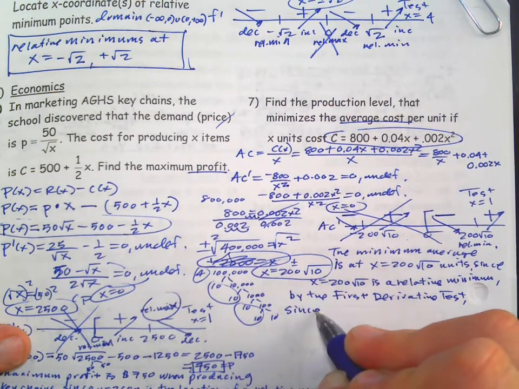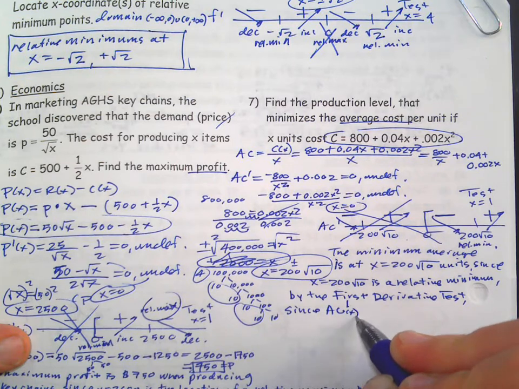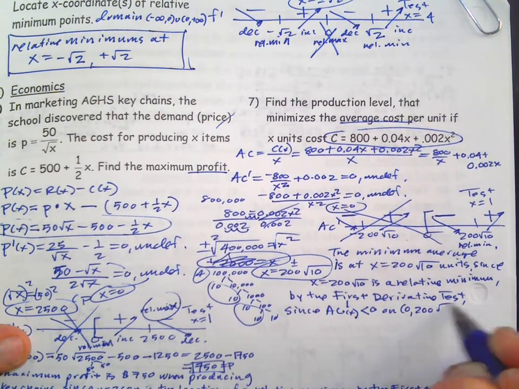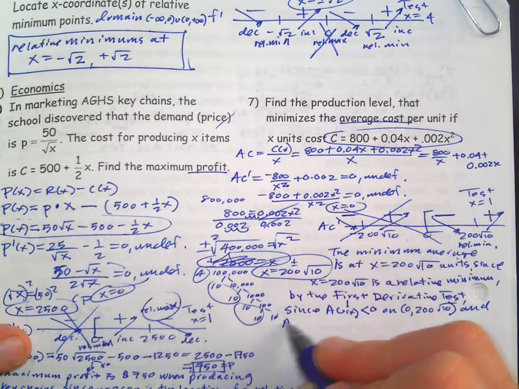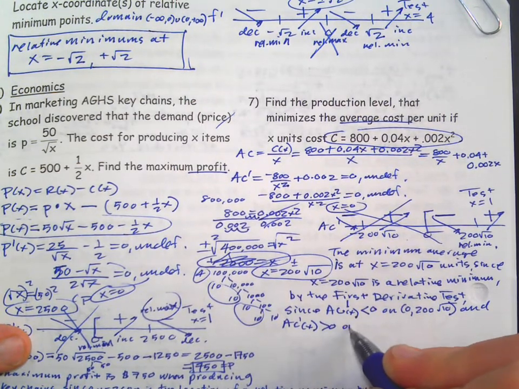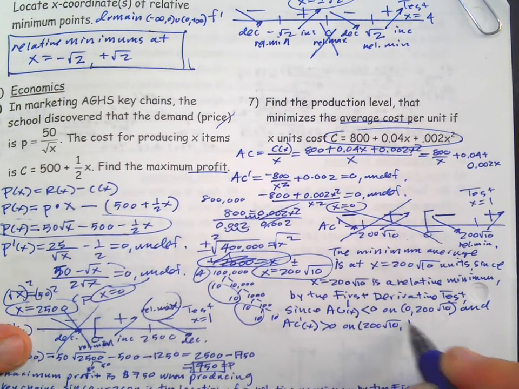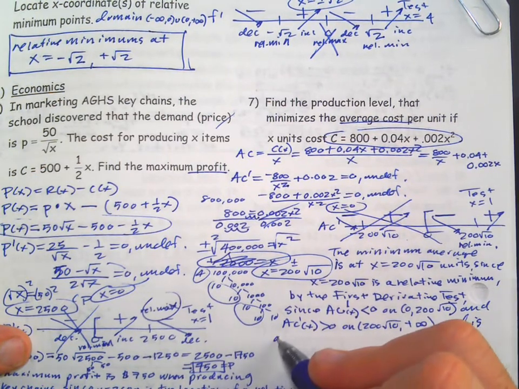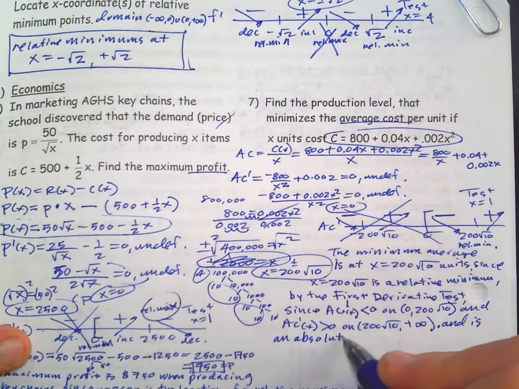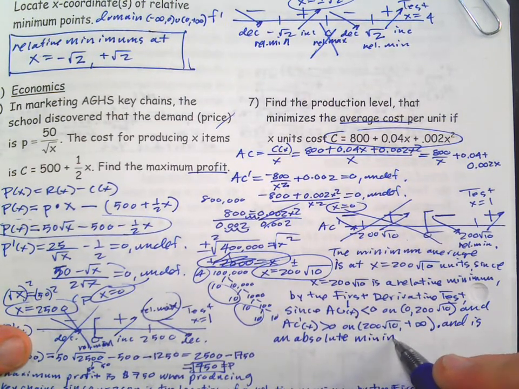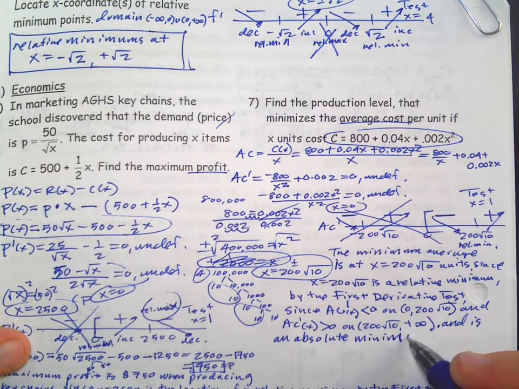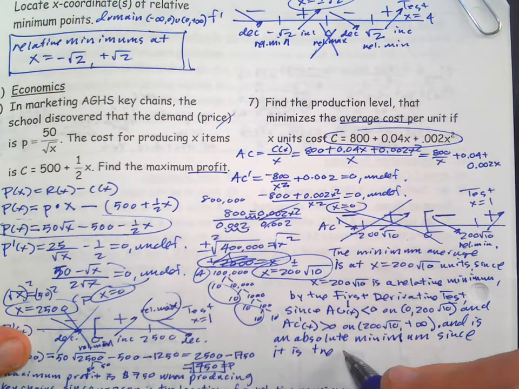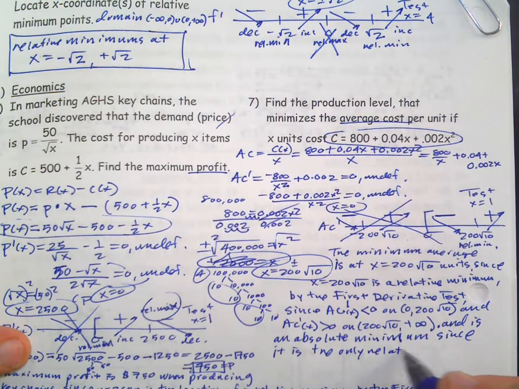Since AC prime is negative on 0 to 200 root 10, and AC prime is positive on 200 root 10 to positive infinity, and it is an absolute minimum since it is the only relative extrema. Something like that.